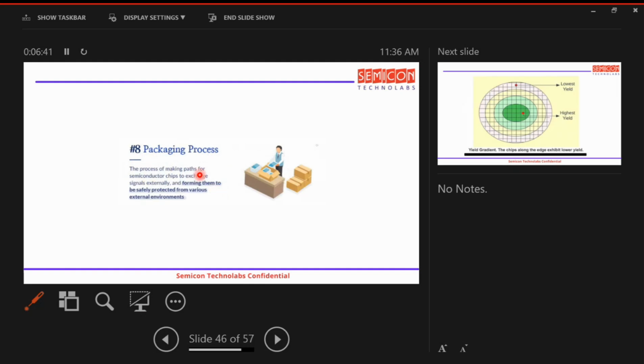Packaging process, the process of making parts for semiconductor chips to exchange signals externally and forming them to be safely protected from various external environments. Okay, the die, as I mentioned, we cannot directly touch it with the bare hand because the electrostatic discharge from our human hand can damage the die. So we need to have an external casing. That external casing is nothing but package, right?